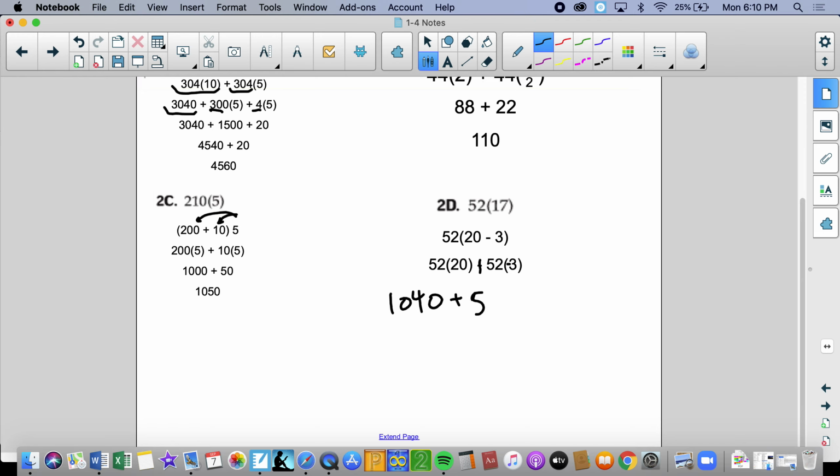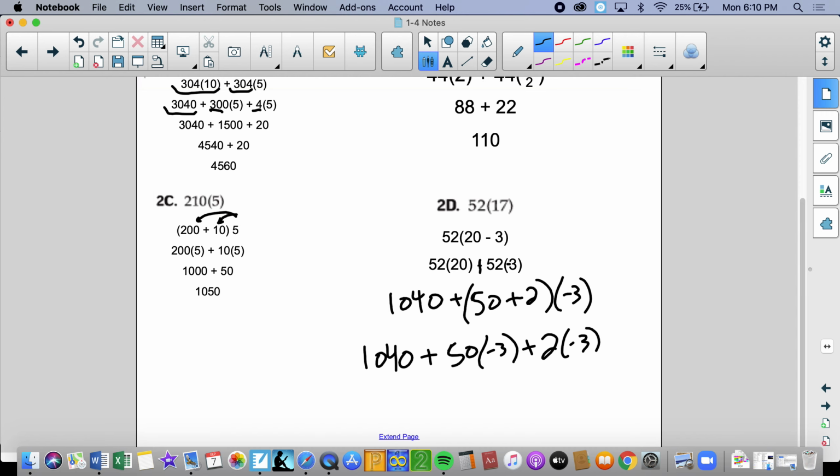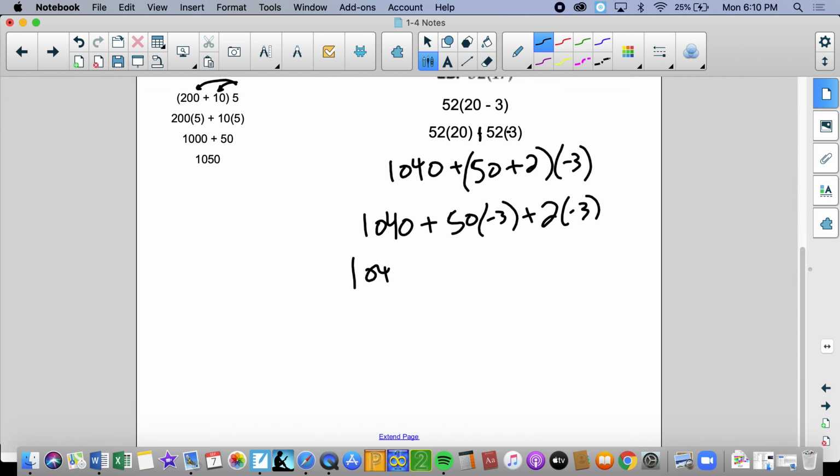So I'm going to break 52 into 50 plus 2 times negative 3. That's going to be 50 times negative 3 plus 2 times negative 3. I can do those. I got 1040. 50 times negative 3 is negative 150. 2 times negative 3 is negative 6. Oh, now we got 1040 minus 150. Oh, Mr. Mac's making it hard.